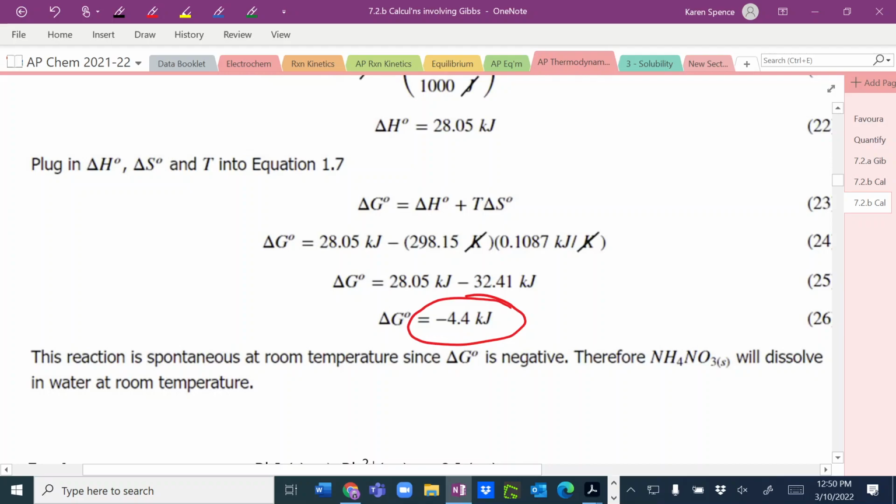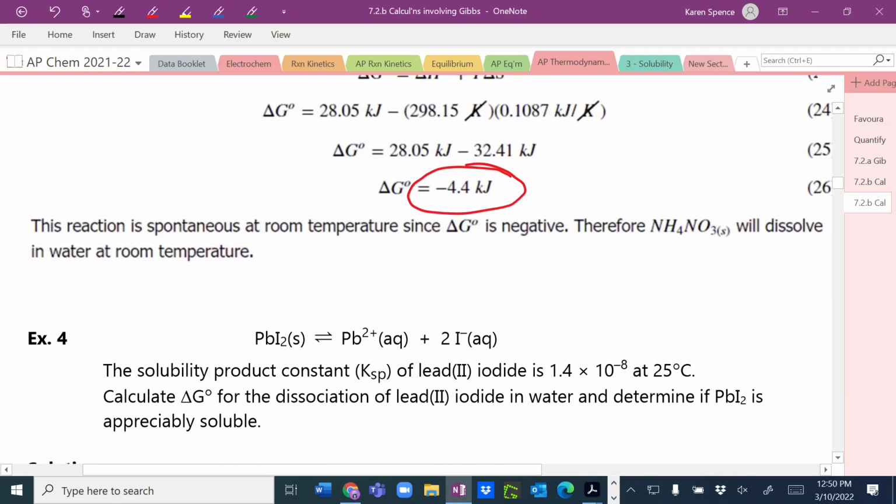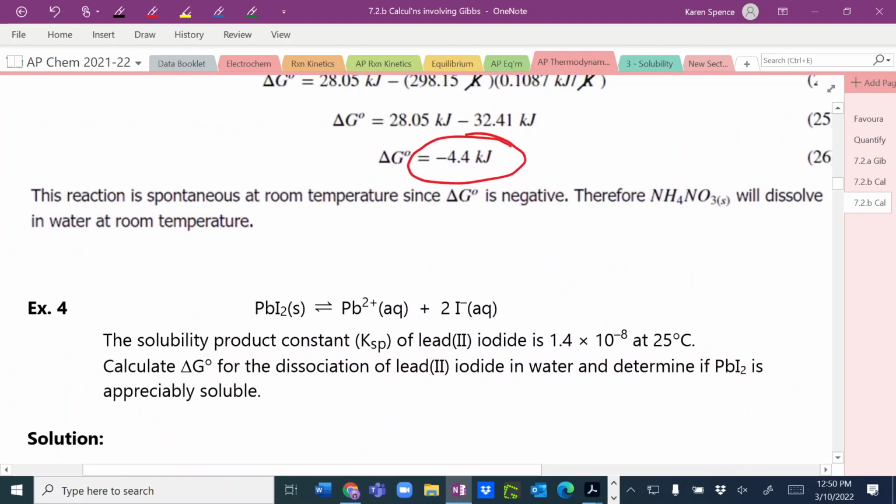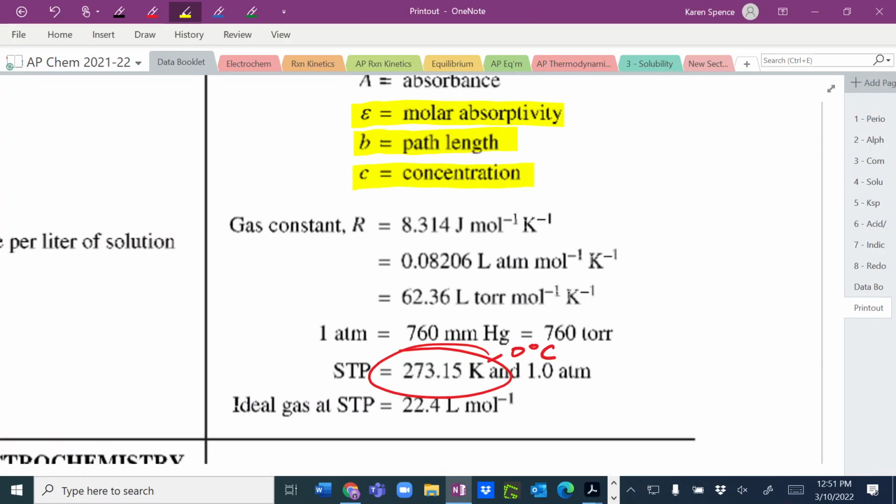Shouldn't be, because all ammonium salts are soluble and all nitrate salts are soluble. Okay, here is a solubility product. We have this KSP of lead 2 iodide is 1.4 times 10 to the minus 8. So we have a K value, so you're going to use the equation that involves the K. So you look on your sheet and you say, where's the one with the K?